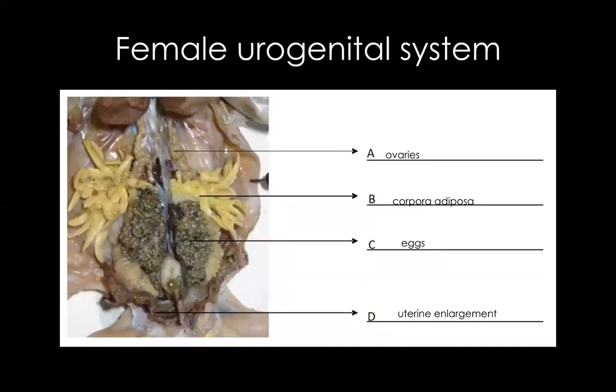So let's now look at the female urogenital system. So the first structure that you should be able to see at the anteriormost portion would be the ovaries. So they're usually lobulated. They're made up of many lobes. They're described as saccular because the lobes are generally sacs. So the ovaries are responsible for producing egg cells, and the mesentery that holds them to the body wall is called the mesovarium.